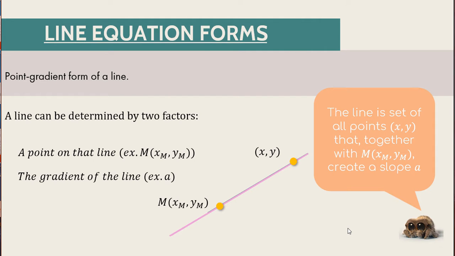And now let x and y be the general point on the line. We can consider that a line is nothing but a collection of infinitely many points that are aligned together. So let's call x and y the general point of the line. So the point x and y must together with the point M create a slope A. A is the given gradient.